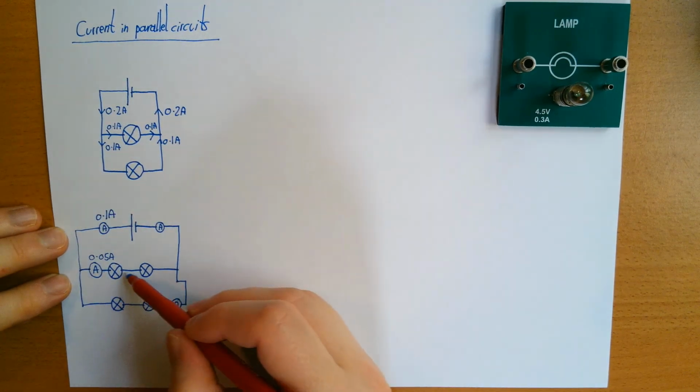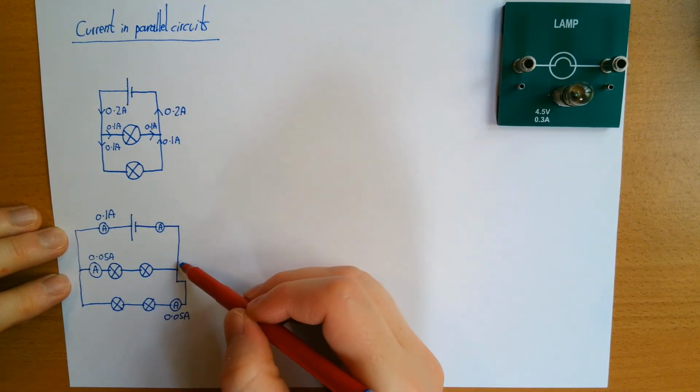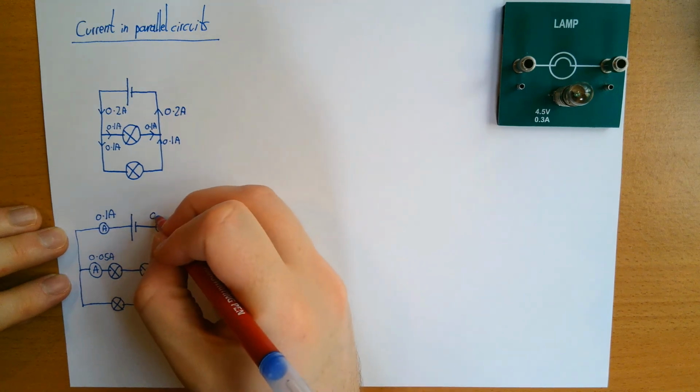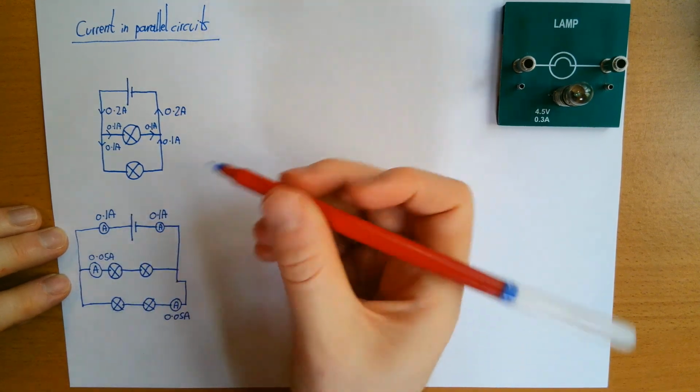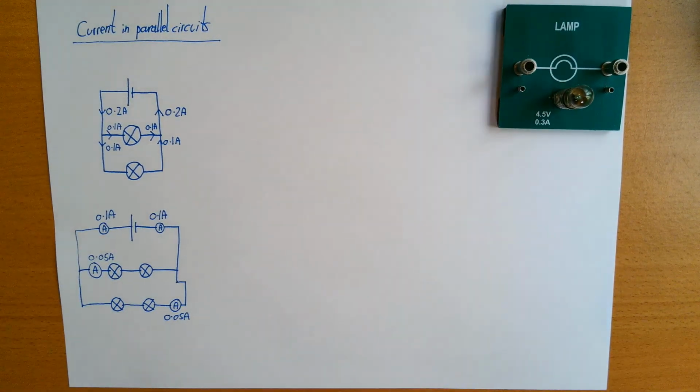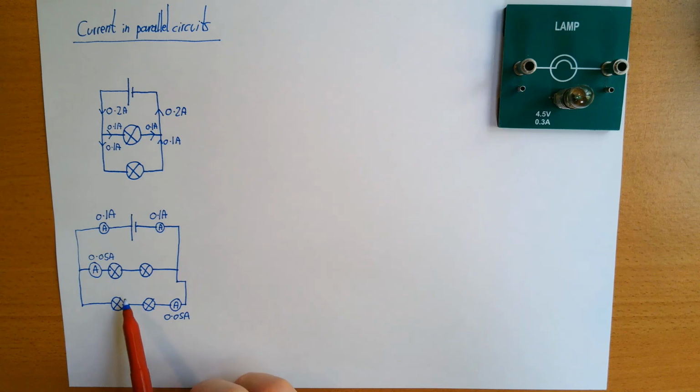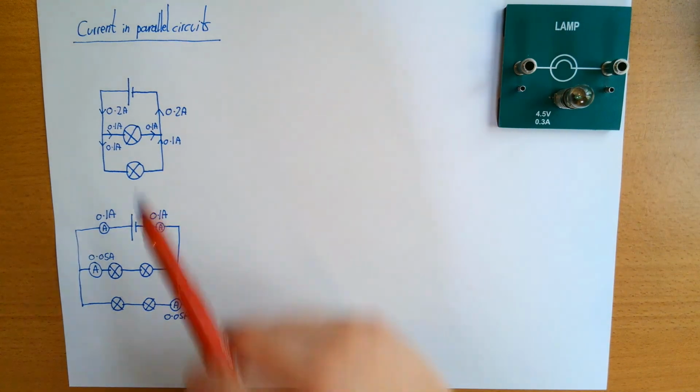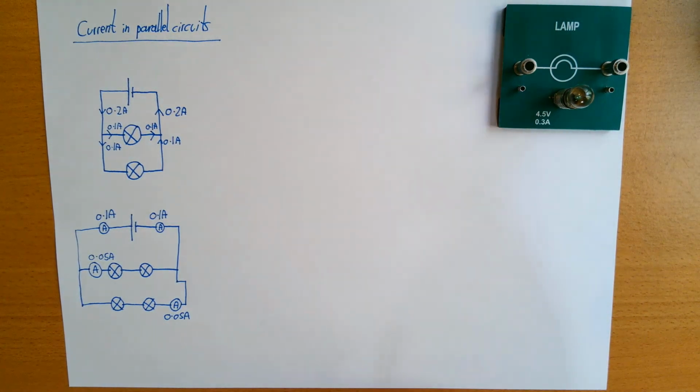And equally, the current that comes back down here and comes back down here must add up to 0.1 amps, so that the current is the same going in and out of the cell, and you've got the current split between the two branches. It splits equally in these branches because you've got the same number of bulbs in each branch.